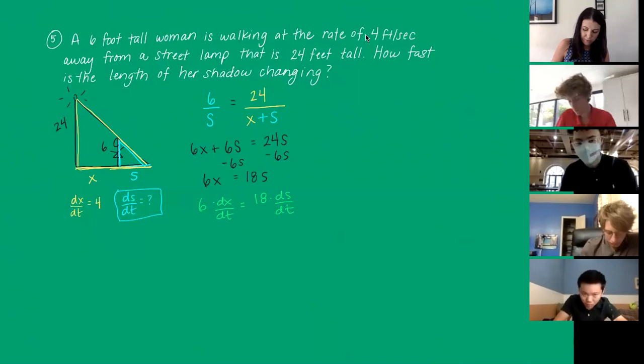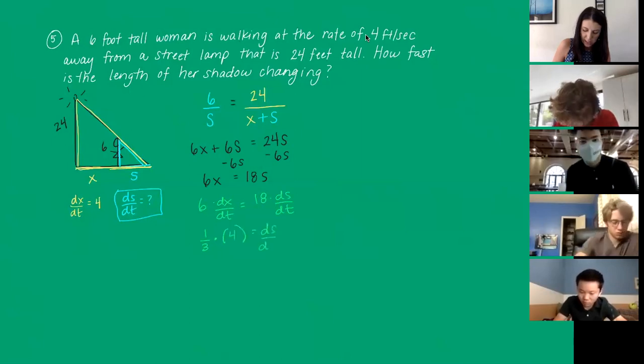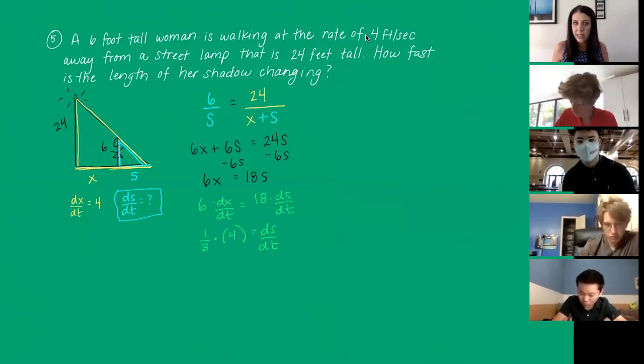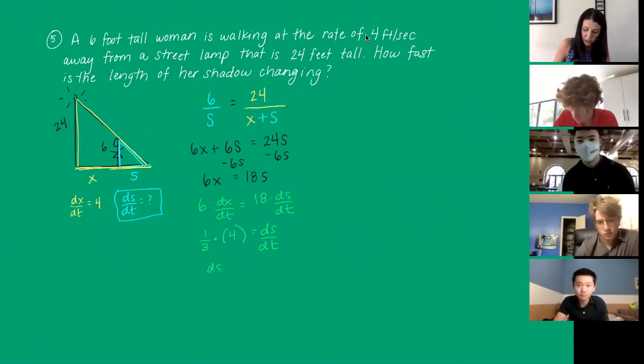If you want to divide that 18 over and simplify this, you can. So 6 over 18 is the same as 1/3. So you could make this 1/3 times our dx dt, which was 4, is equal to ds over dt. Just in case you zoned out for a second and wondered where that 1/3 came from, I just divided the 18 over to the other side, simplified 6 over 18 into 1/3. And so that's our answer. ds over dt is equal to 4/3.